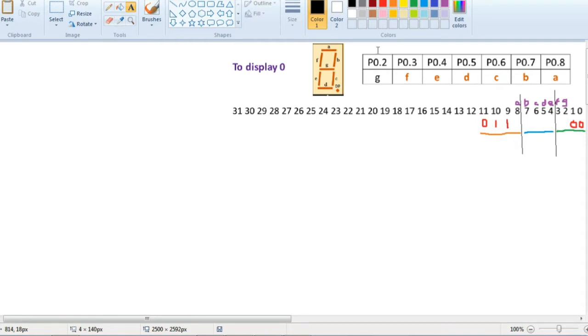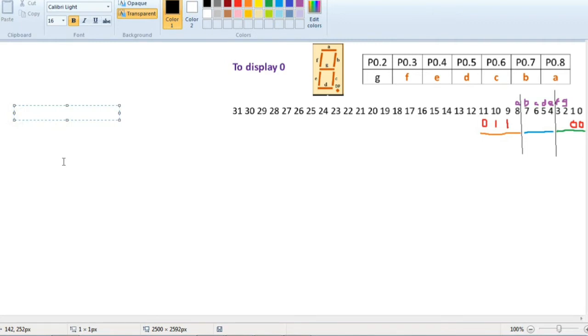Like if I want to make the G LED on or off, I can go to pin number 2 and set it as 0, then it will become on. If I set pin number 2 as 1, at that time it will become off. So let's write down the observations here. Firstly, if we want to make it on, we have to write 0 there. And if I have to make it off, I have to write 1 there. These are the two observations we made as of now.